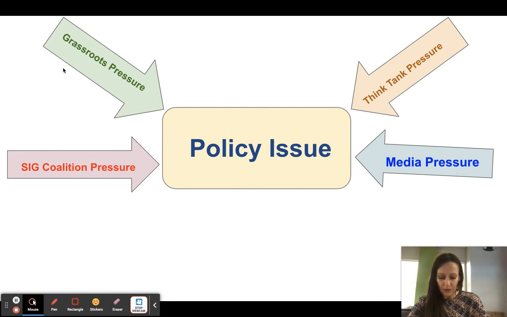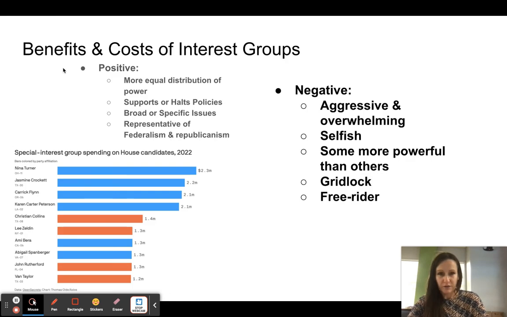So let's look now at the benefits and costs of interest groups. Some of the positive things can also be seen as negative depending on how you look at it. There's more equal distribution of power with the more interest groups there are. They can support or halt policies on whether they should be going or stopping. They could be very broad. They could also be very specific. And when you have a bunch of different interest groups, that sort of upholds the ideals of representative republicanism and federalism.